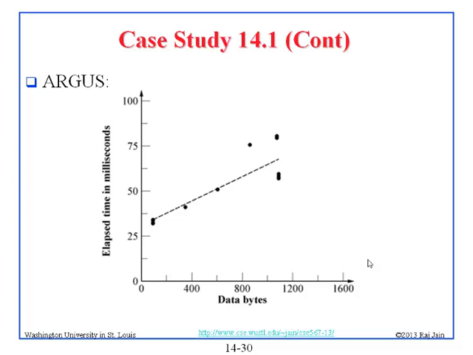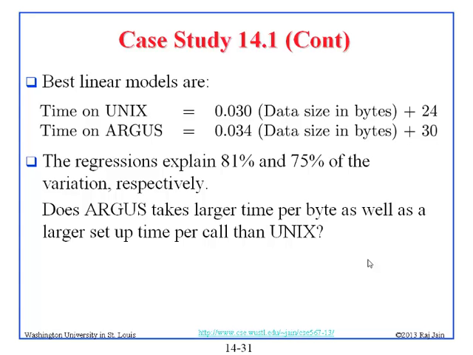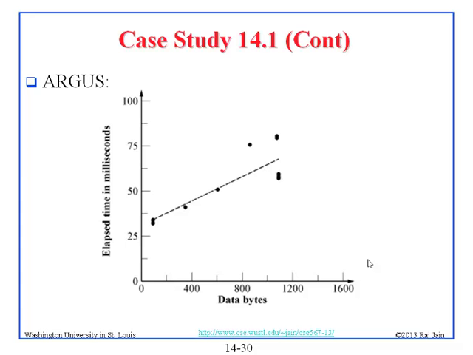Now we could all question the validity of the model here, but I will show you in more detail later how to test the validity. But for now, let's just work with these 2 linear models. So time on Unix is this and time on Argus is that. The regression explains 81% in case of Unix and 75% in case of Argus, and you can see why. In case of Argus, the errors are large. So the model is not that good.